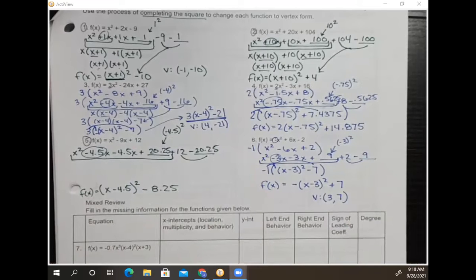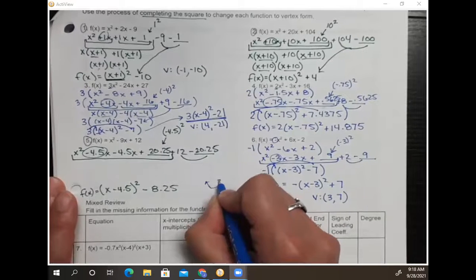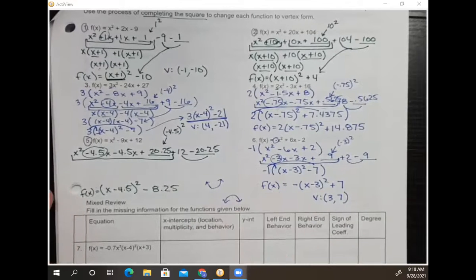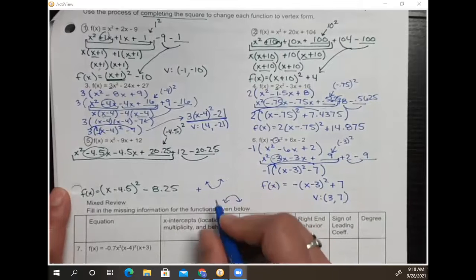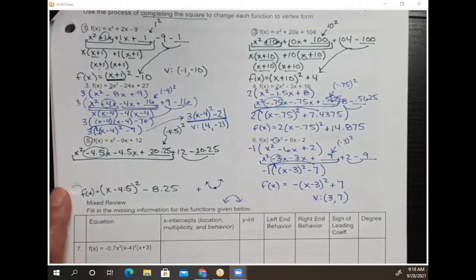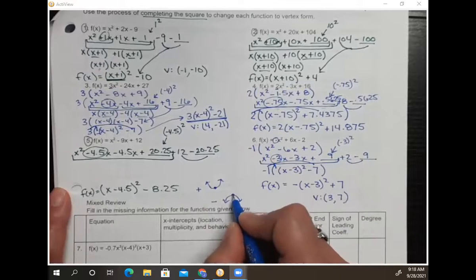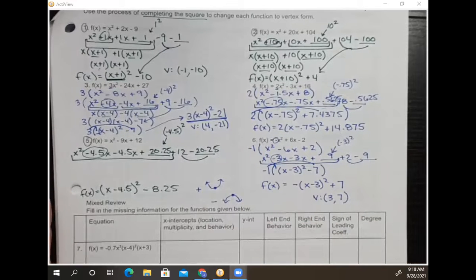Okay, so minimum versus maximum for your vertex. Your degree for all of these is going to be 2 because they're all quadratic functions, right? And that's the deal with a quadratic function. It's an x squared function. So your ends are either both going to go up or both going to go down. To decide which version you have, you're looking at that lead coefficient. Is it positive or negative? If the lead coefficient is positive, you've got this picture and your vertex is going to be a minimum. If your lead coefficient is negative, like number 6, you've got this picture and your vertex would be a maximum. Does that make sense for anybody who maybe had a rough time with that yesterday?